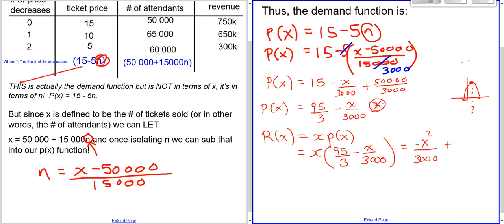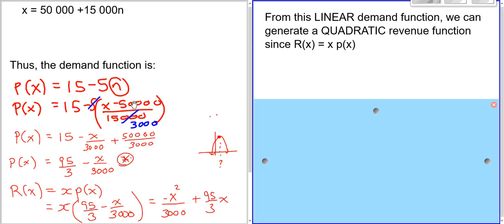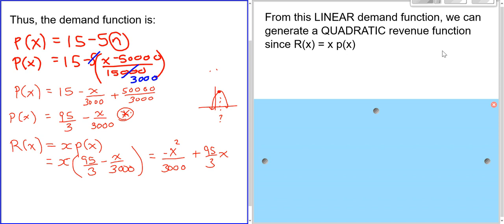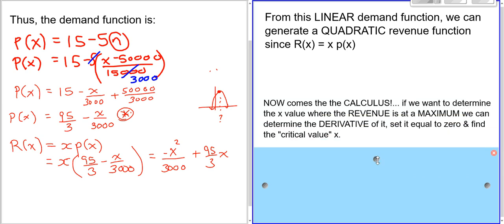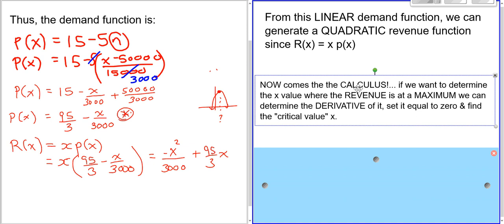So this is what we're trying to do. And then we're going to have plus the 95/3 X. So we're ultimately trying to maximize revenue. Now, drum roll, where does the calculus come in? I skipped all this, I already did this over there. Okay, so where does the calculus come in?